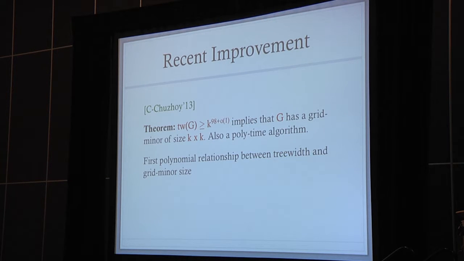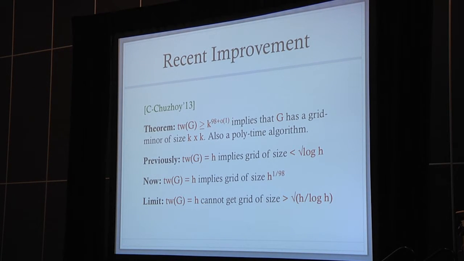One of the recent results with Chuzhoy is that we improved this to a polynomial relationship between the tree width and the grid size. What we're able to show now is that if the tree width of the graph is k to the 98, then there is a grid of size k. This is the first polynomial relationship between tree width and grid minor size. To reinterpret this in a slightly different way, previously if the tree width of a graph was h, the grid was of size square root log h.